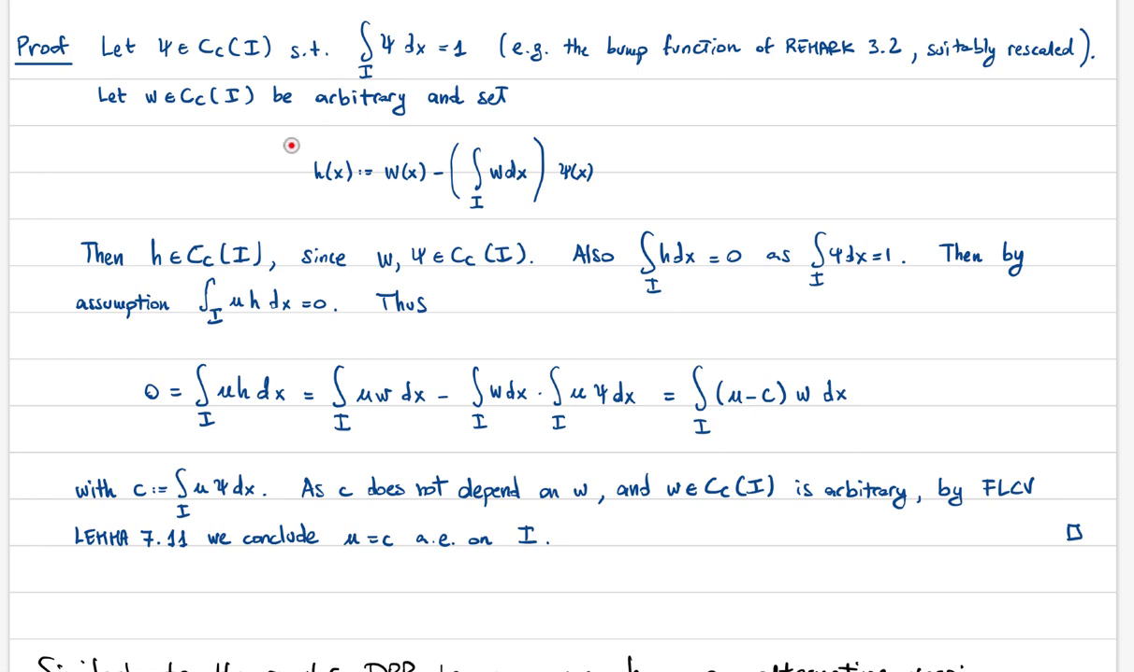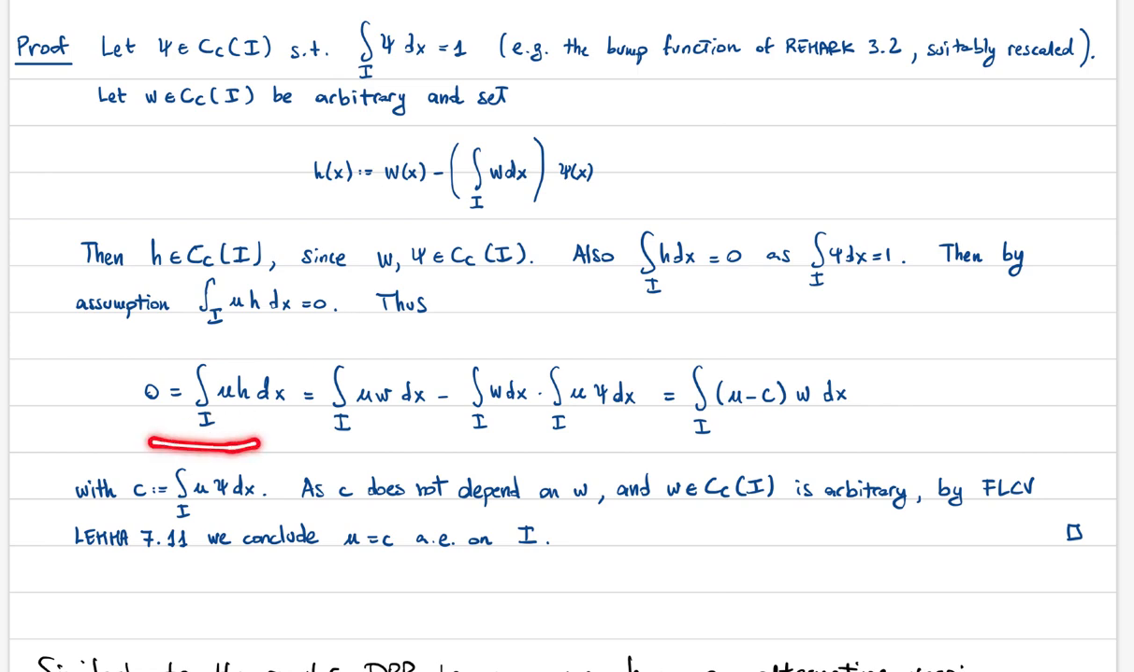Moreover, you can immediately check that the average of h on I is 0. So if you do the integral of this expression, you get the integral of W minus integral of W times integral of psi. And since we are assuming that the integral of psi is 1, we conclude that the integral of h is 0 as well. Therefore, h is a compactly supported function with 0 average, and therefore by assumption we have that U times h integrated over I is 0.